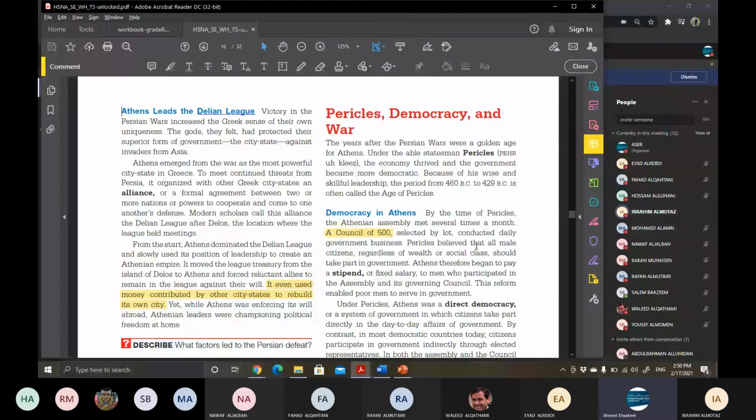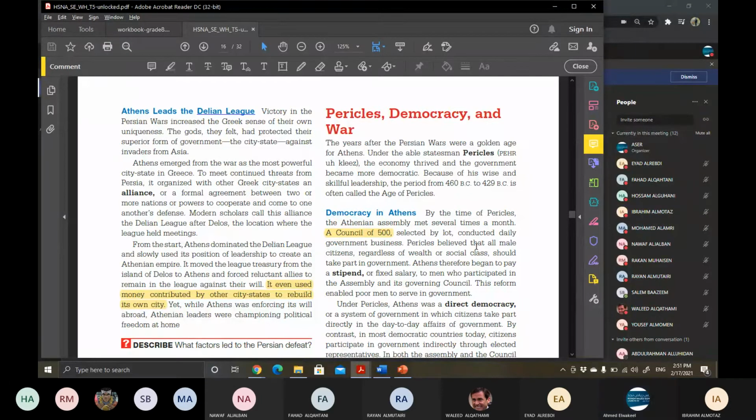All the Greek city-states. Athens started to misbehave and steal money, and expand its power and rebuild its city apart from other city-states. Consequently, some of the city-states who entered the Delian League stopped being in it. They got out and made another league, which was the Peloponnesian League. And later they got into a fight, and the Peloponnesian League, headed by Sparta, defeated the Delian League, headed by Athens.